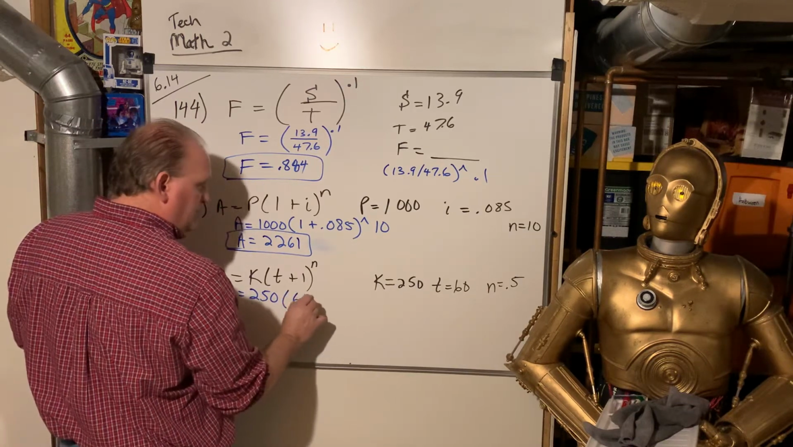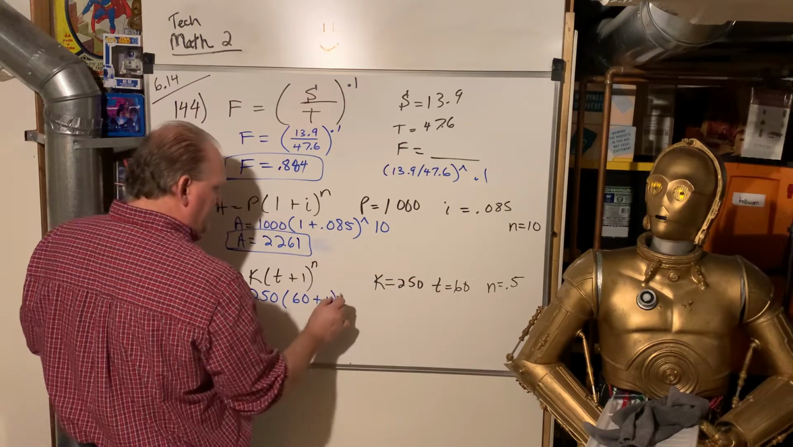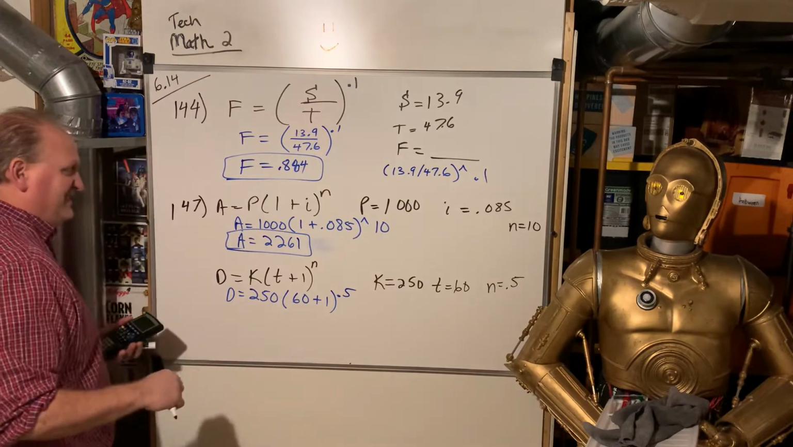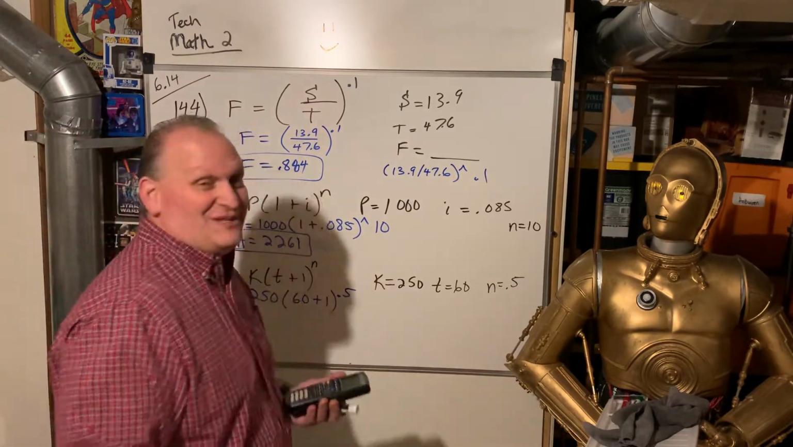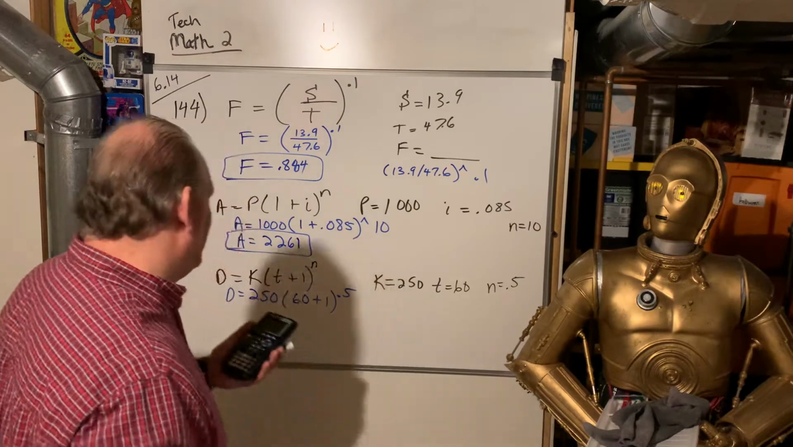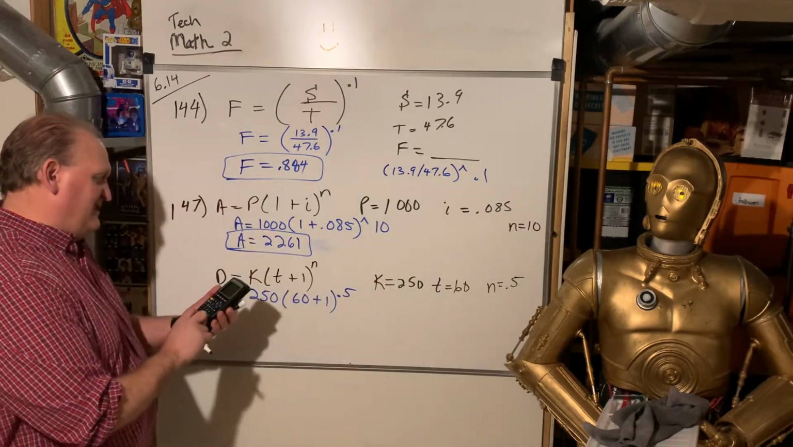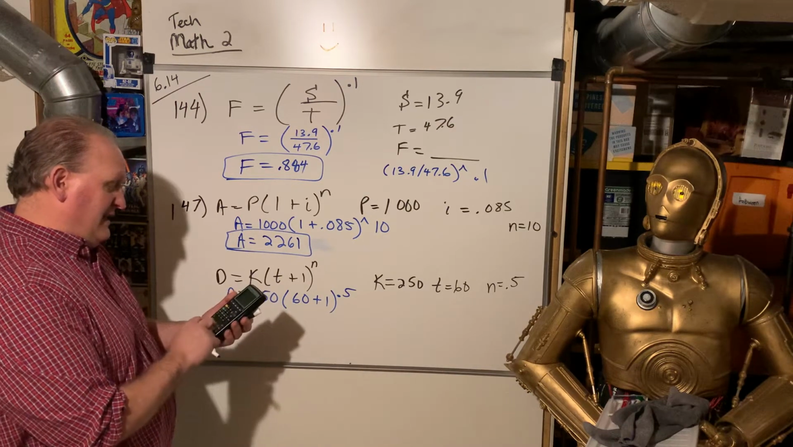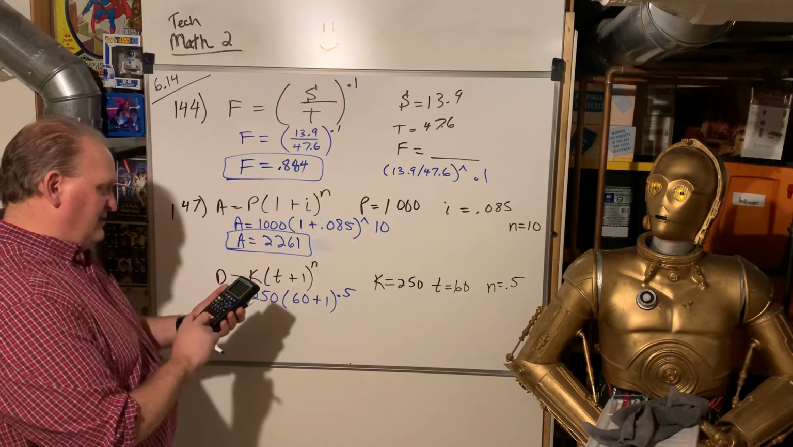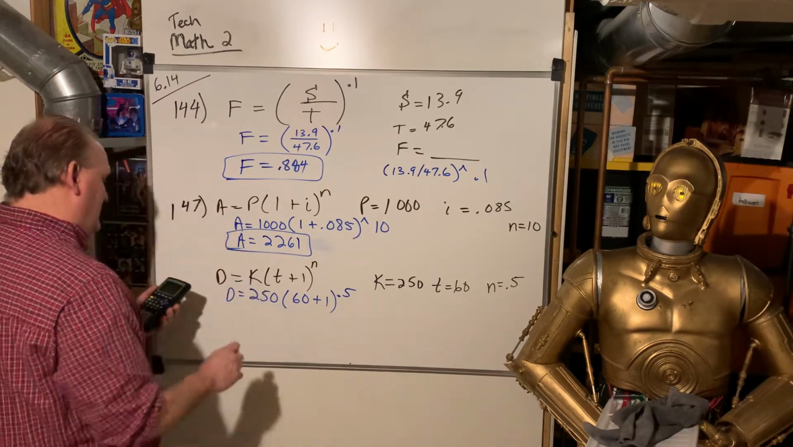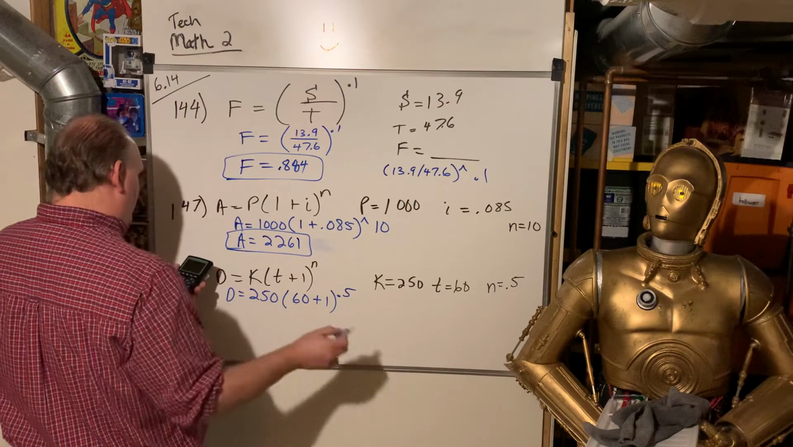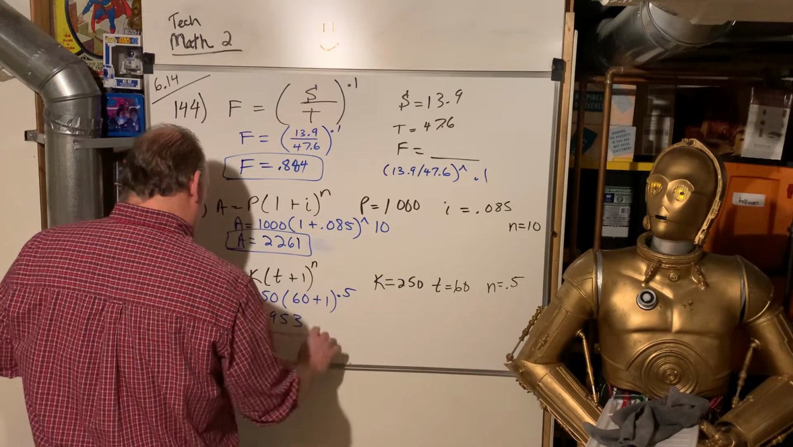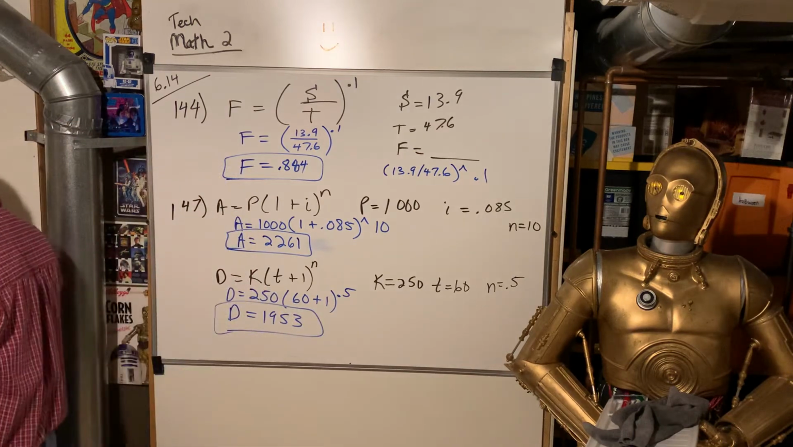And same dog, different fleas here, 250 and 60 plus 1, so this is not the same type of formula. That's not interest, unless 60 would be 6,000%. That would be a pretty big percentage. All right, so let's see, 250, 61. I could just add that right in your head and paren to the 0.5 power. So that is 1952.5, so we'll call it 1953. Okie dokie.